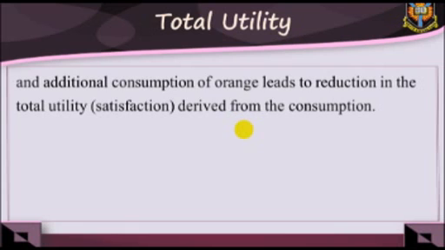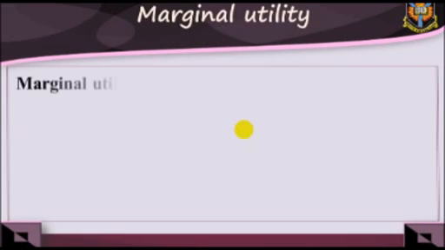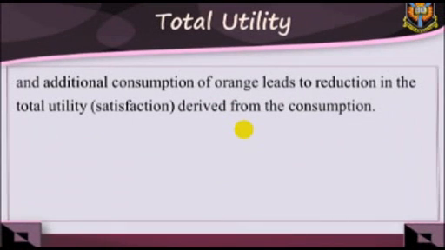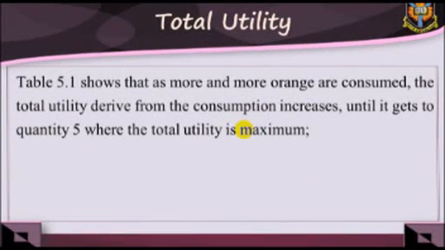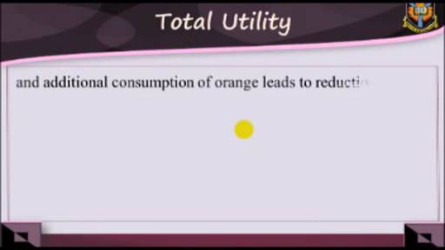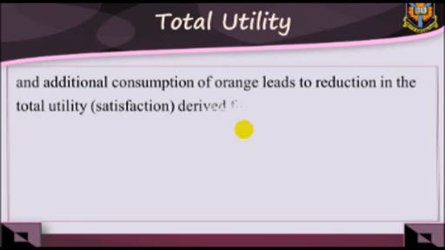Total utility from orange consumption. Quantities: 0, 1, 2, 3, 4, 5, 6. Total utility: 0, 50, 90, 120, 140, 150, 40. Marginal utility: dash, 50, 40, 30, 20, 10, minus 10.